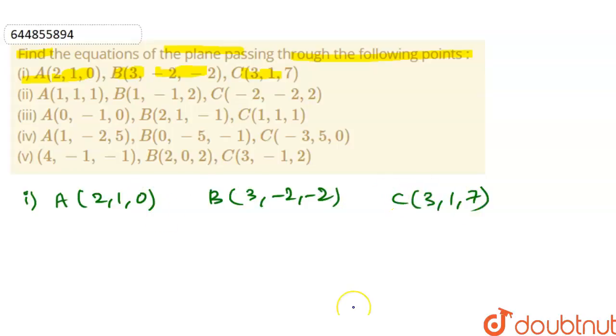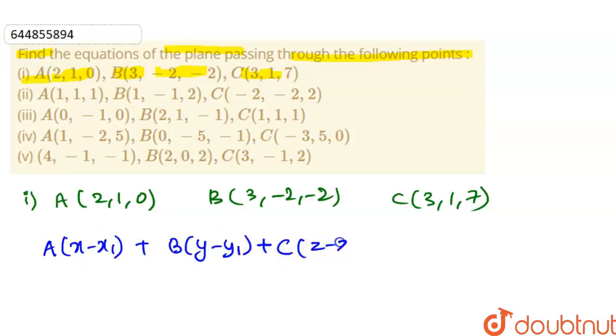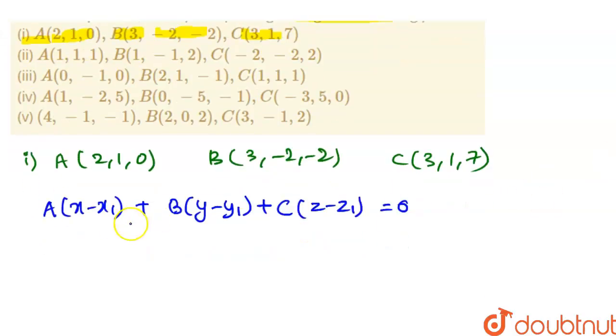So we know that the equation of a plane passing through a point can be written as A times (x minus x1) plus B times (y minus y1) plus C times (z minus z1) is equal to 0, where A, B, C are the direction ratios of the normal to the plane and x1, y1, z1 are the passing points of the plane.